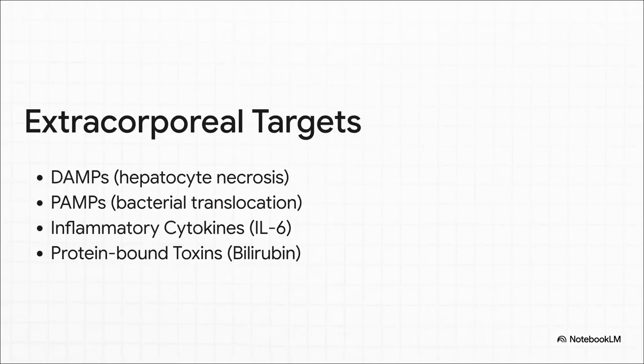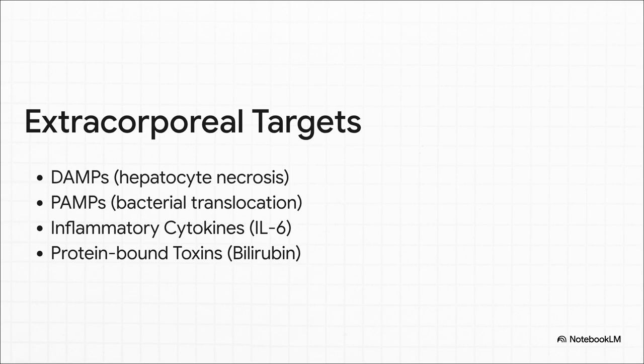And we're not just running the blood through a machine and broadly hoping for the best, right? In acute liver failure, or ALF, TPE is actively clearing damage-associated molecular patterns, DAMPs, which are released from massive hepatocyte necrosis. Now, in acute-on-chronic liver failure, or ACLF, we're targeting PAMPs from bacterial translocation to stave off sepsis.